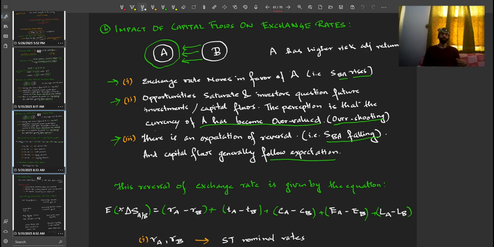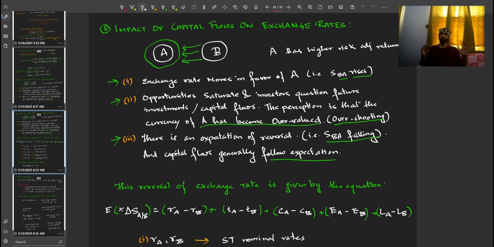Now friends, we have understood conceptually how this overshooting mechanism happens. That is, first capital inflows happen, then the opportunities saturate, which creates question marks in the minds of the investors, and objectively also the number of opportunities and the return from the opportunities start to saturate in a certain way. And at that time there are chances of capital outflows. Capital outflows mean reversal of this trend that strengthened the currency in the first place.